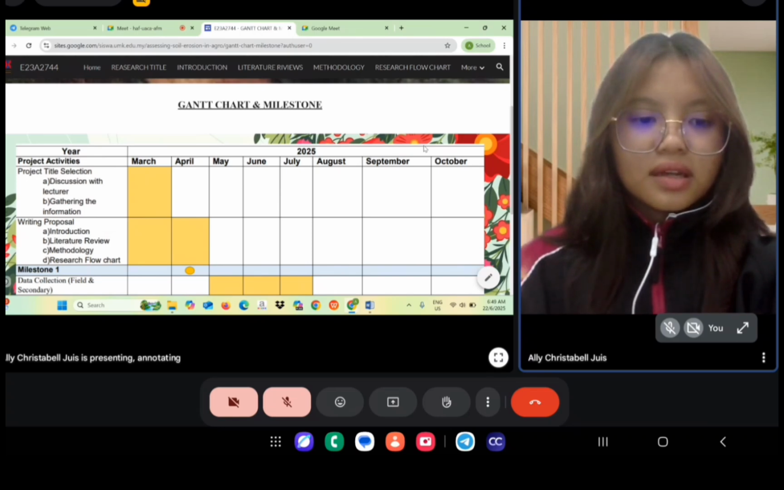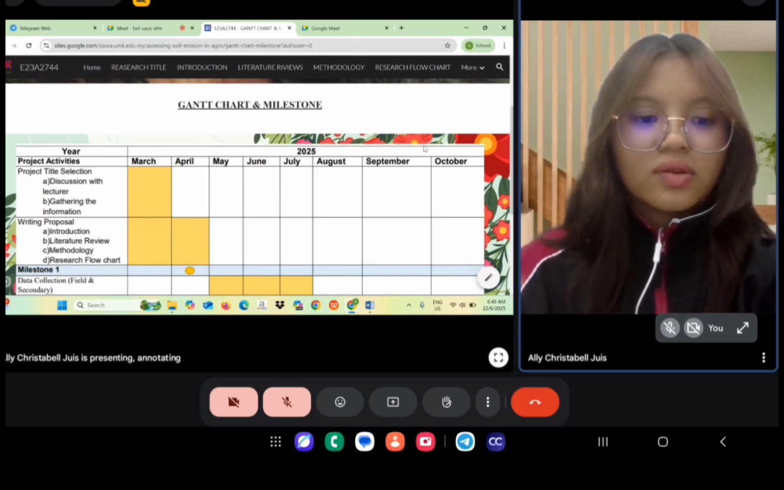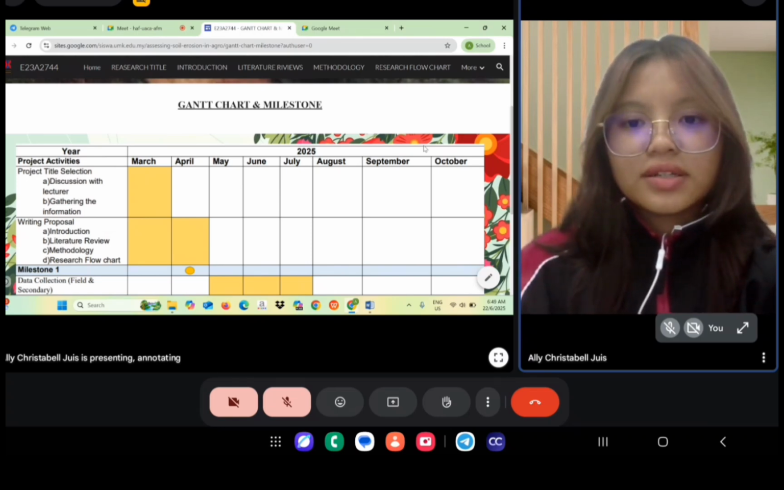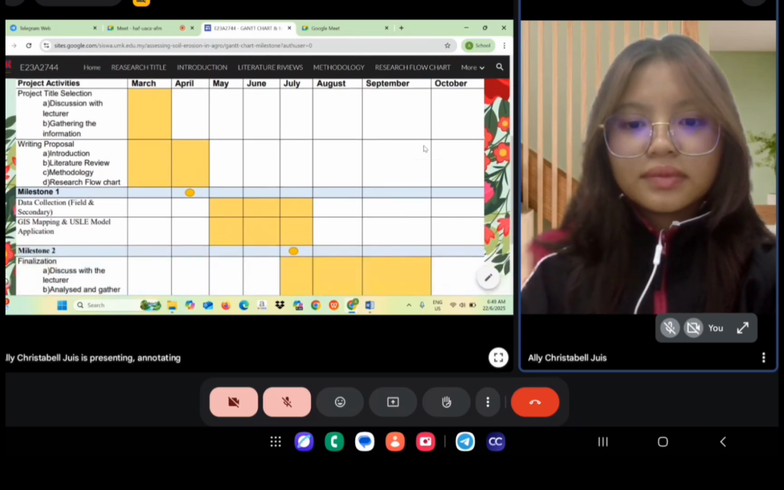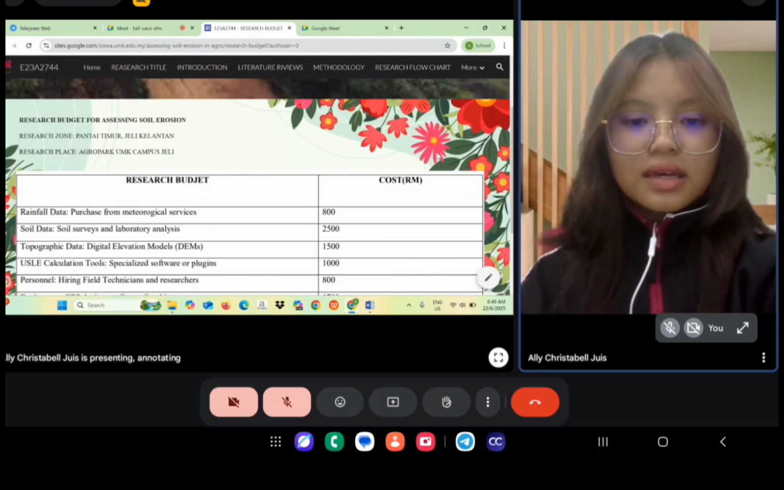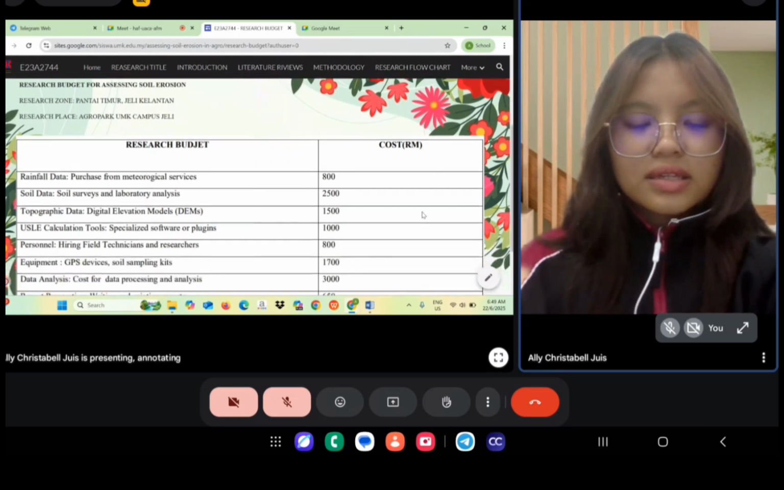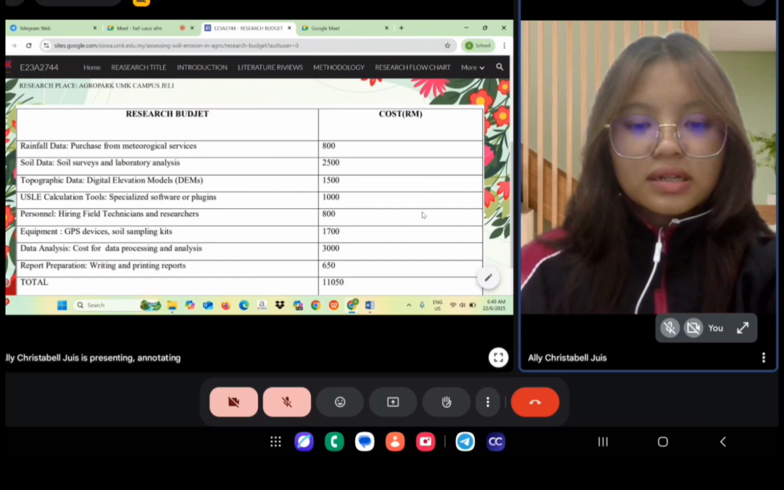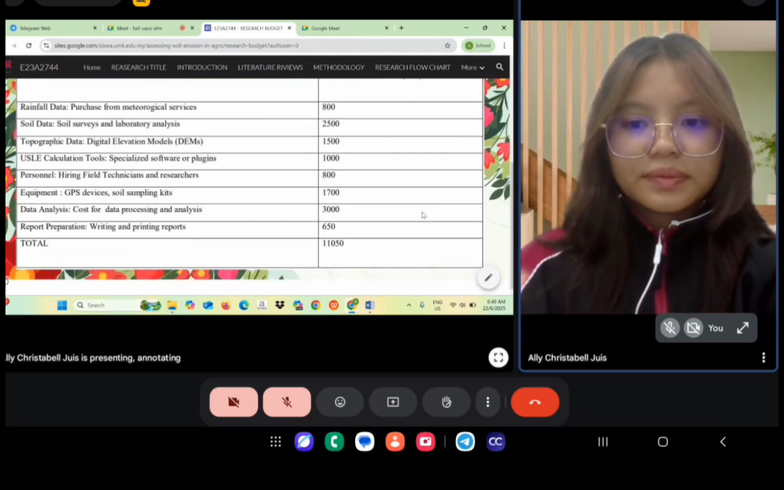And this is my Gantt chart and milestones for my research during the eight months of my research. This is the budget for my research. The total is 1,150.